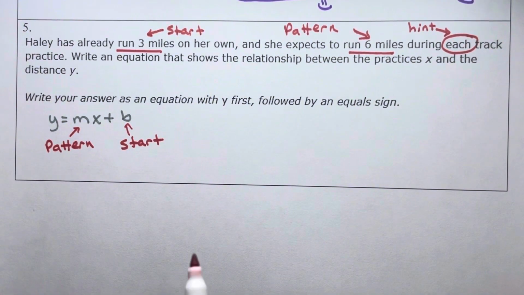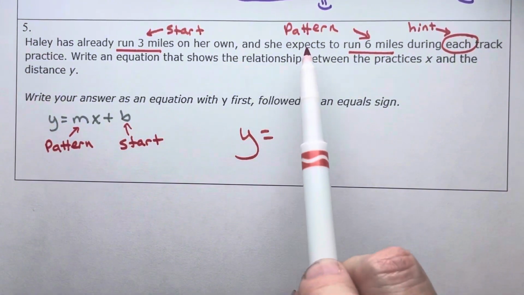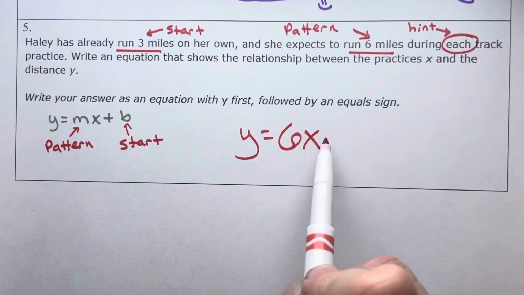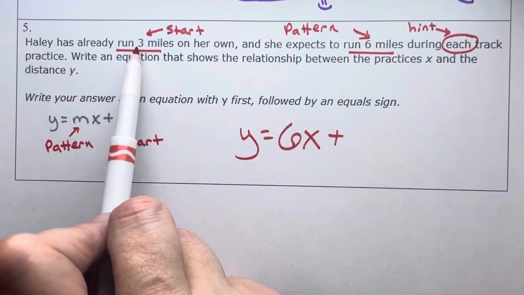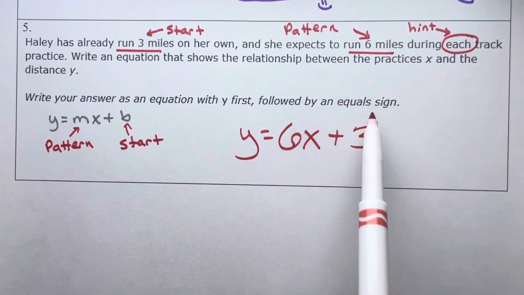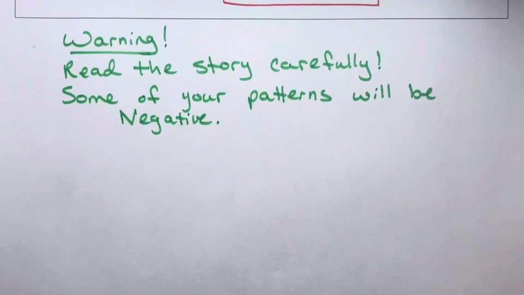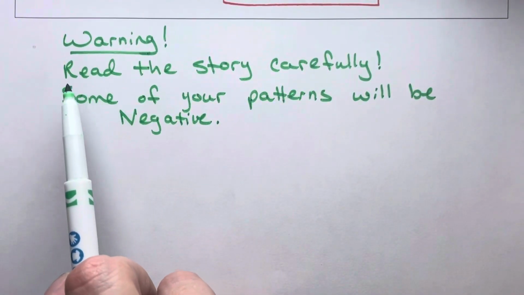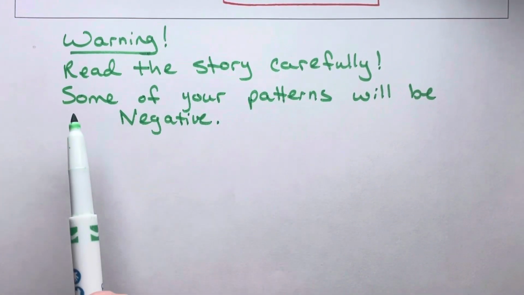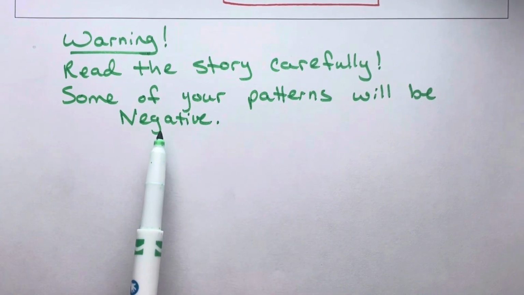Let's go ahead and write the equation now. So y equals our slope, our pattern of 6x, plus the 3 miles that she has already done, our y-intercept. And there you go. Warning. Okay, you have to read the story very carefully. You may end up with some patterns that will be negative.